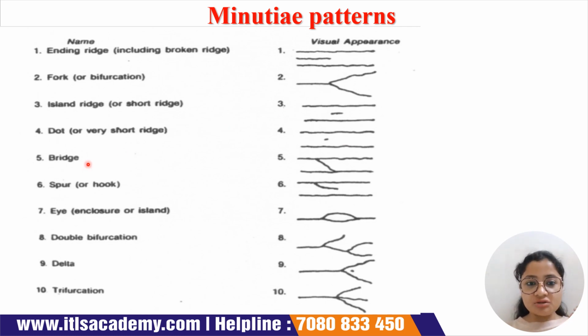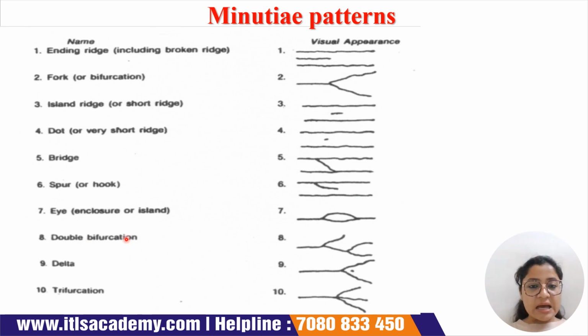Then we have bridge ridge. Okay, see, visual appearance is exactly like a bridge. So it's kind of a bridge which is connecting the upper and the lower ridges, isn't it? So that's why it will be named as the bridge. Sixth, what we have is a spur. Spur means a hook. So see, this is exactly looking like a hook. The visual appearance is exactly like that of a hook. So it's named as a spur or a hook.